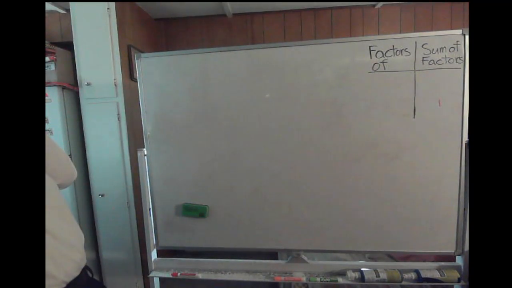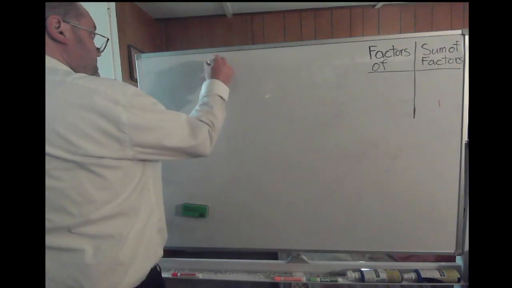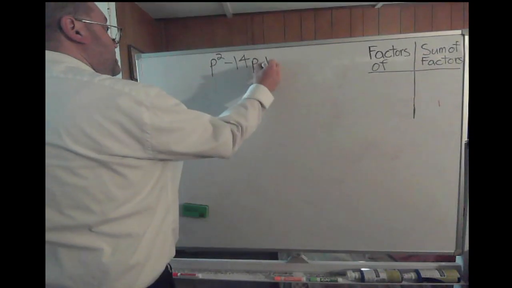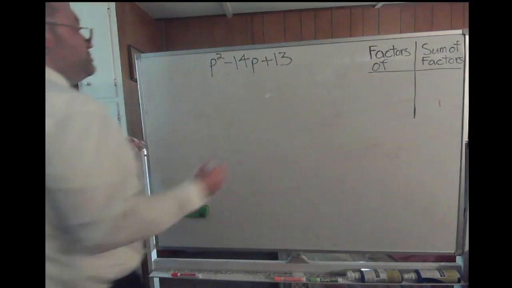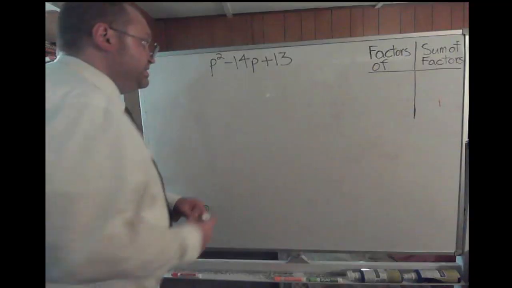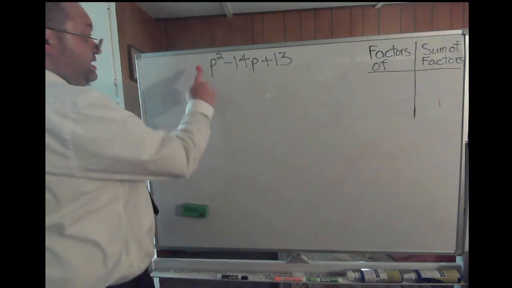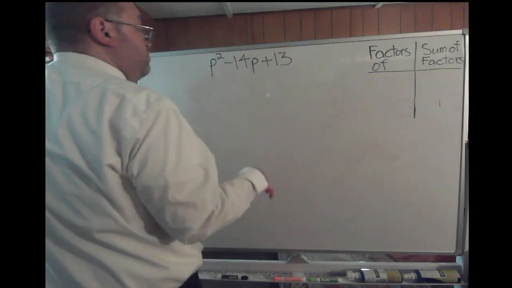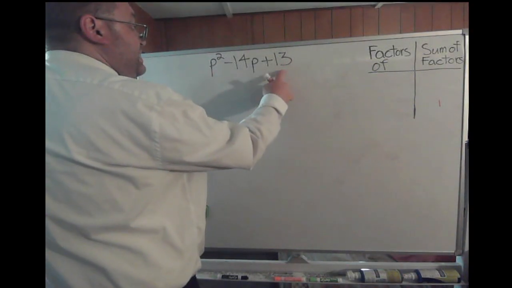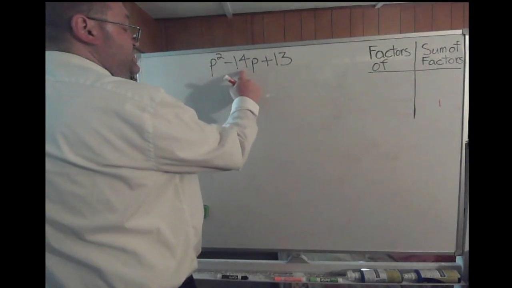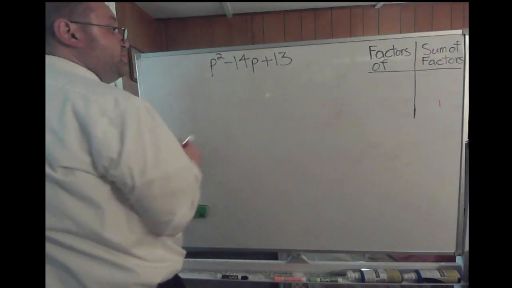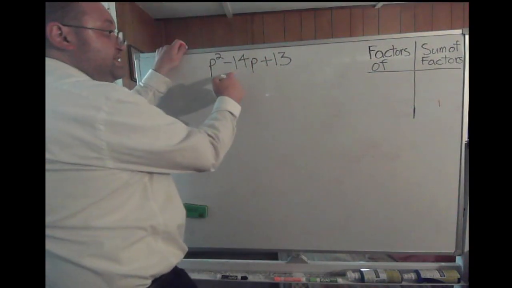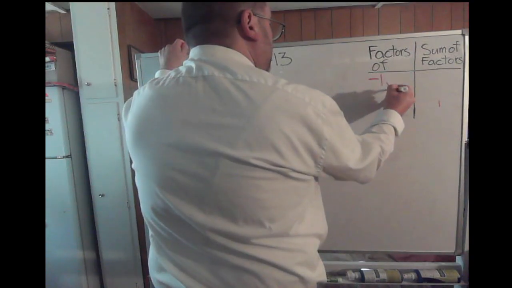Alright. p squared minus 14p plus 13. So we got p squared minus 14p plus 13. Well, the coefficient on your p squared is 1, so your life's easy. Now you need to worry about factors of 13 that when added together will give you the sum of negative 14 for your coefficient on the p to the first term. So factors of 13 that are negative, since the middle sign's negative, well, that'd be negative 1 and negative 13.